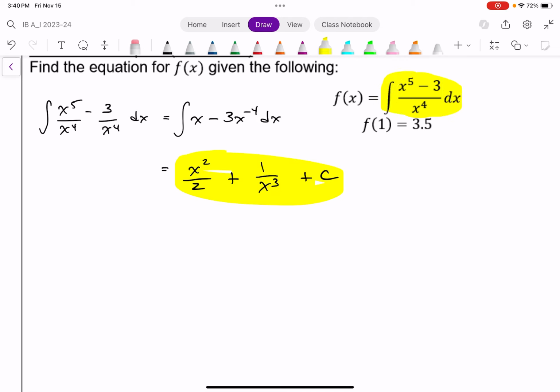And so keep in mind what we see here is that that is the indefinite integral of x to the power of 5 minus 3 over x to the power of 4. So that is my function. That's f of x. However, I still have that constant. I don't know what that constant is, and that's where this comes into play. I know when x is 1, y equals 3.5. Or I put in a 1, I get out a 3.5. So that means I know if I replace all these x's with a 1, squared over 2, plus 1 over 1 cubed plus some constant, I know I'm going to get 3.5. Put in a 1, get out 3.5.